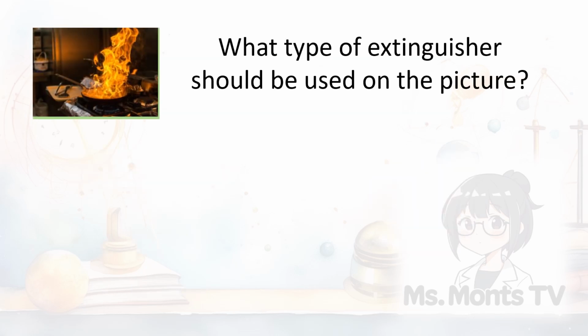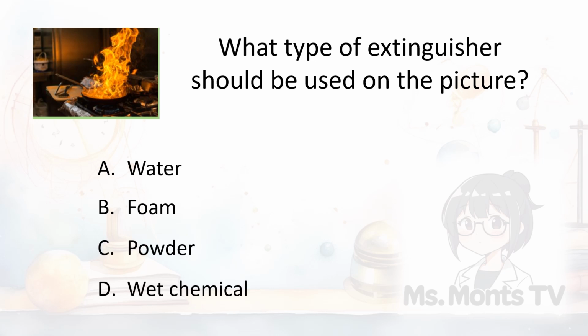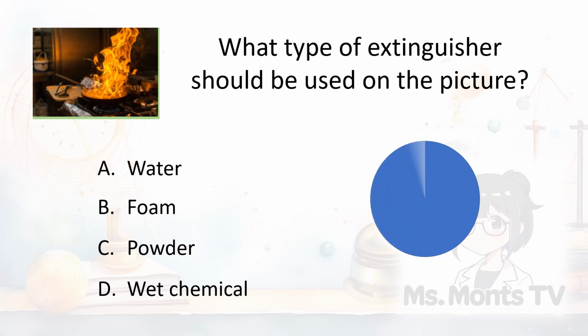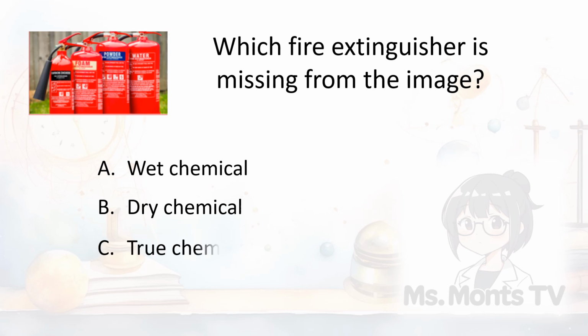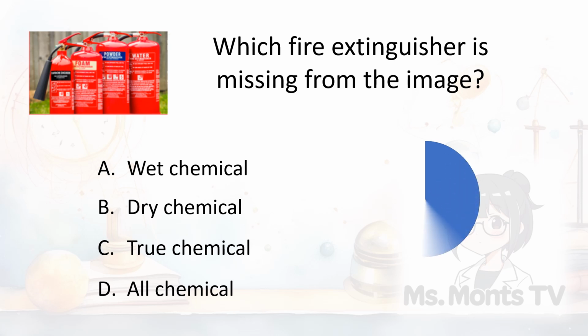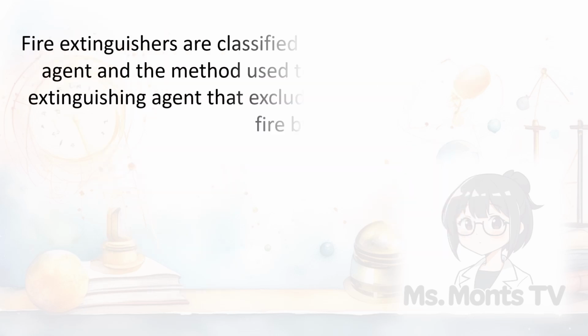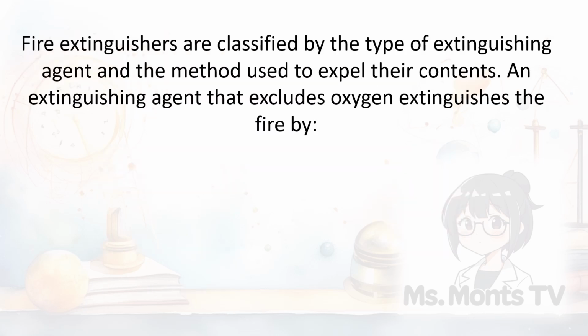What type of extinguisher should be used on the picture? Water, foam, powder, or wet chemical? Letter D, wet chemical. Which fire extinguisher is missing from the image? A, wet chemical. B, dry chemical. C, true chemical. D, all chemical. A, wet chemical.